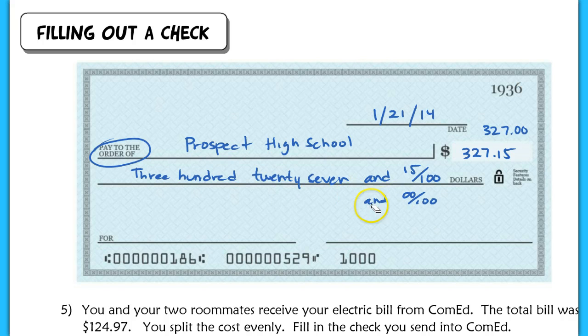So you're just going to write that out in words. Down here, this is usually for like a little memo. You can write, maybe you were paying for sports fees or something, and you would write that in here so that you can keep track of what your spending is. And then here, you're going to sign your name. Okay? So those are the different pieces in a check.